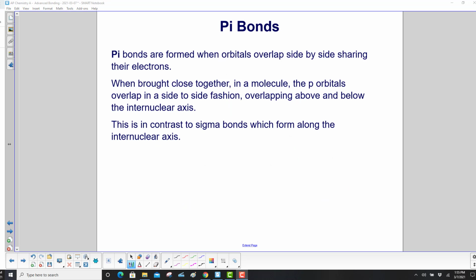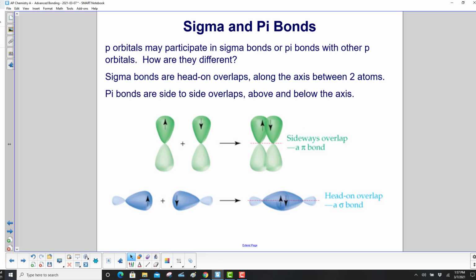Pi bonds are formed when orbitals overlap side by side, sharing their electrons. When brought close together in a molecule, the p orbitals overlap in a side-to-side fashion, overlapping above and below the internuclear axis. This is in contrast to the sigma bonds, which form along the internuclear axis. P orbitals may participate in either sigma bonds or pi bonds with other p orbitals.